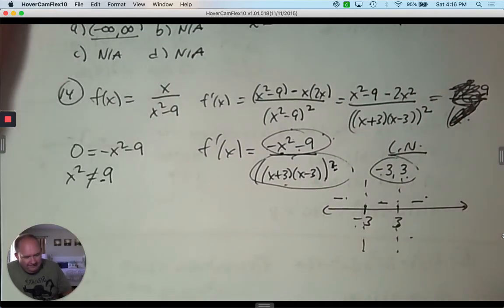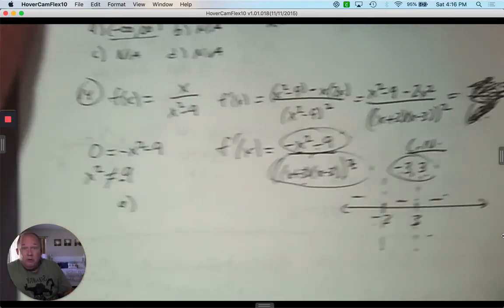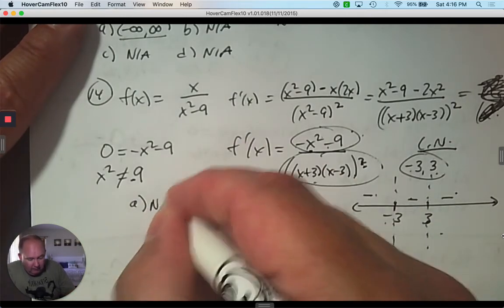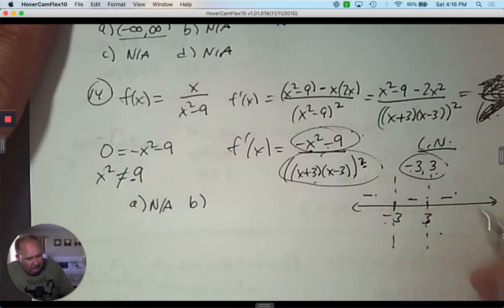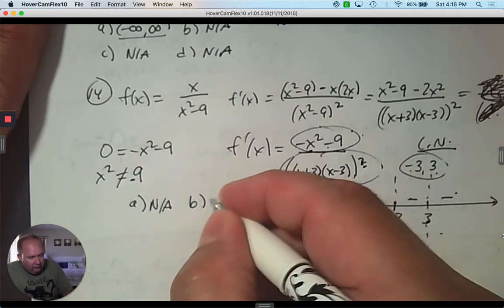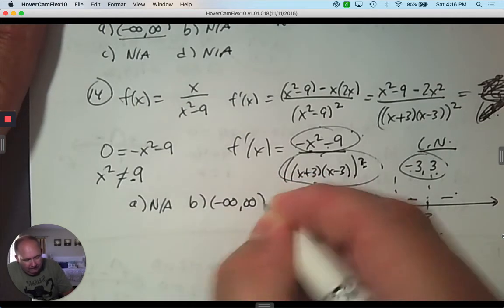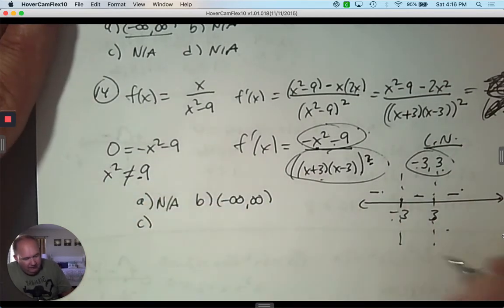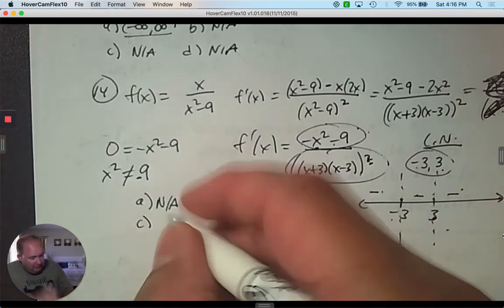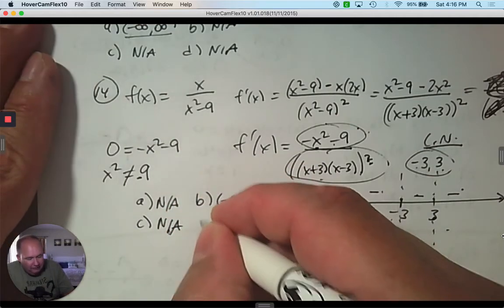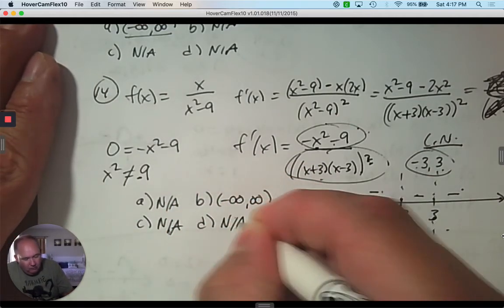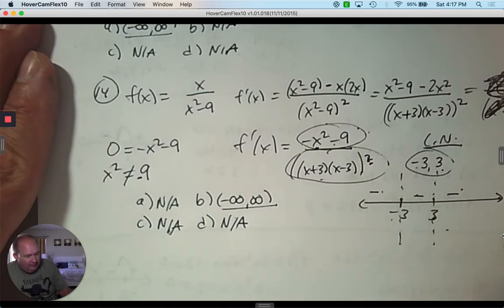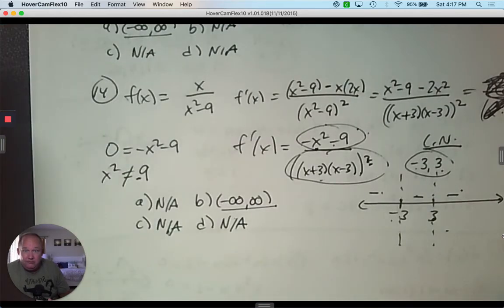So what does that tell you? First of all, where does it increase? Nowhere. Where is it decreasing? Everywhere. And it's okay to say negative infinity to positive infinity. It's monotonic. Everywhere it's decreasing. Part C, where is the minimum or maximum? Well, there is none, because we have no sign changes. So we have a monotonic function that's only decreasing. It has no turning points.